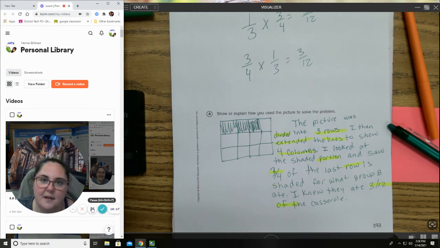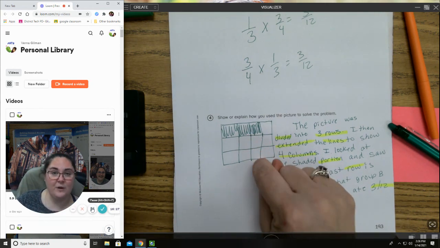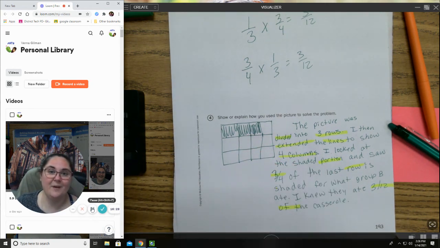Done. When you're doing extended response, when you're doing typed out answers, make sure that you are showing every step of your thinking. I told you how the picture started. I told you what lines I added. I told you my thinking through the whole step. Right? So that's what I want you to keep in mind. When we're doing our extended response, I want you to show me every step of your thinking. Okay?